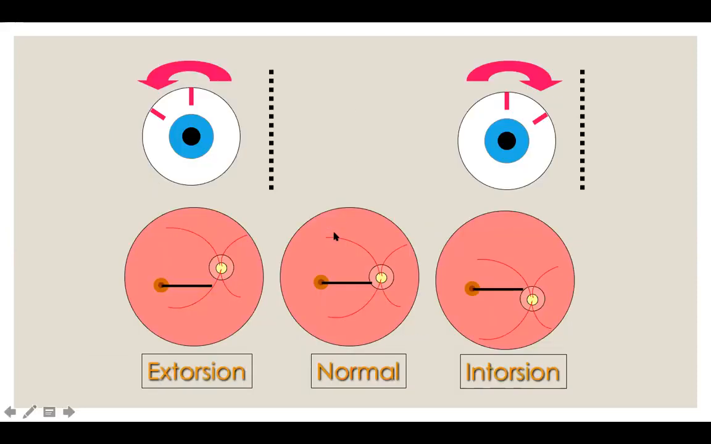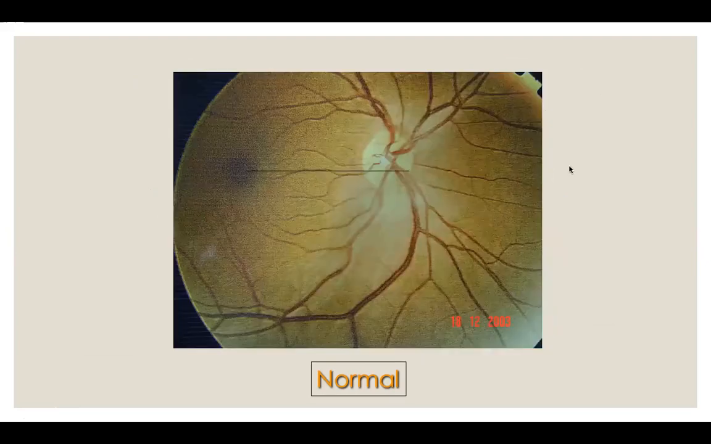On fundus examination, normally, as I said before, the fovea lies at the lower half of the optic disc. In extorsion, in direct view, the fovea lies below the lower half of the optic disc. And in intorsion, the fovea lies above the upper half of the optic disc. This is the direct view. In direct ophthalmoscopy, it would be reversed. This is a direct ophthalmoscopic picture.